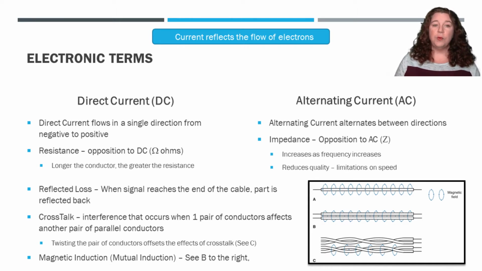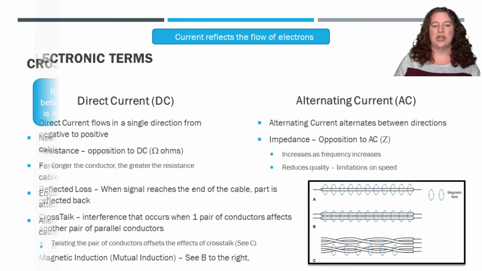So what we do is we actually twist the pairs. The twisted pairs in example C here is how we can resolve some of the crosstalk, because that twisting creates enough space so that the magnetic induction doesn't hit the other cables. So we'll talk about those different things when we get more into twisted pair. But the concept of crosstalk is just interference, usually inside the same jacket of two conductors next to each other.